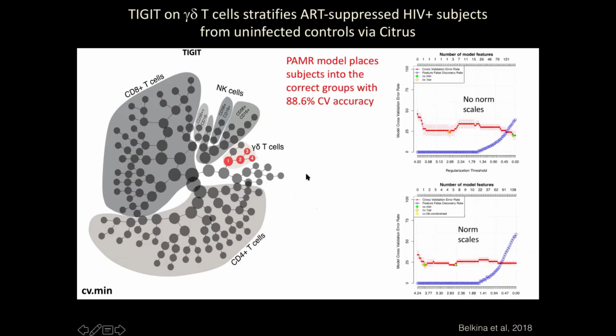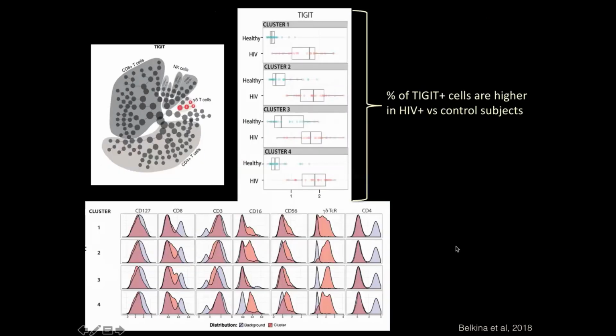And with PAM modeling, the minimal set of features that distinguished our subsets was that the TIGIT expression solely on gamma delta T cells stratified the HIV positive subjects from non-infected individuals. This result was very robust. We reproduced it multiple times. And just if you're interested in how we set up our runs here, we tried normalizing the scales and not normalizing the scales, and we didn't see much difference in this specific data set between these two sets of settings. Now, here is more detail about this.